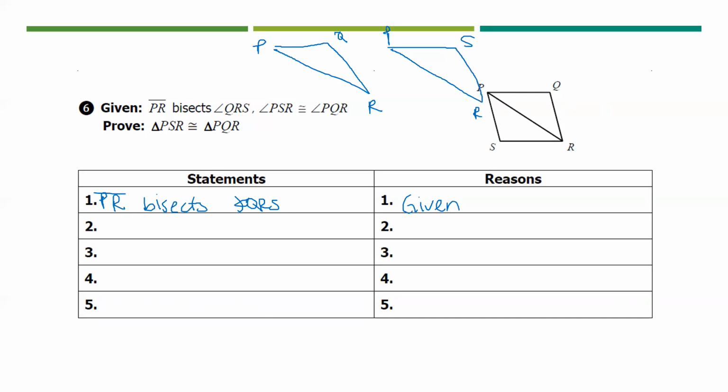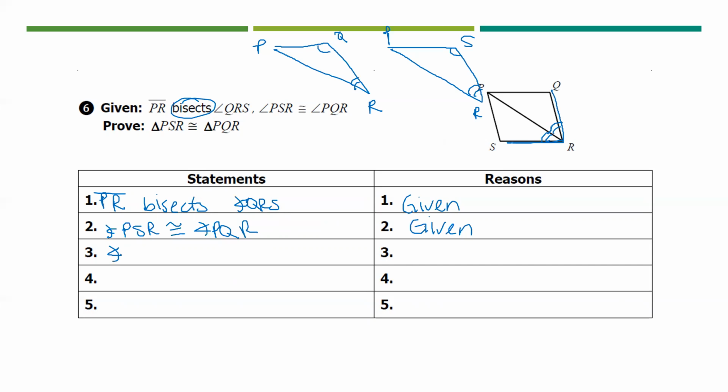You now at this point can use what you know about bisector and make that step 2, or you can put the other given and make that step 2. It doesn't matter. I'm going to put that other given there just to get it out of the way. PSR, that's this angle, is congruent to PQR. That was given. Now we're going to use that definition of a bisector. PR is bisecting angle QRS, that's here, which means these two pieces have to be the same size. So angle QRP and angle SRP have to be congruent.